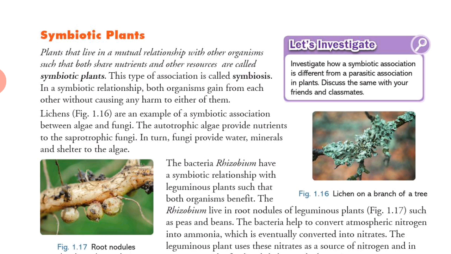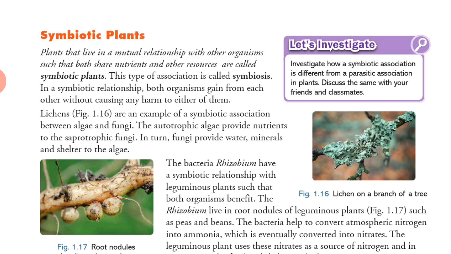In a symbiotic relationship, both organisms gain from each other without causing any harm to either of them. Lichen, you can see in figure 1.16, is the first example of a symbiotic association between algae and fungi. The autotrophic algae provide nutrients to the saprotrophic fungi.